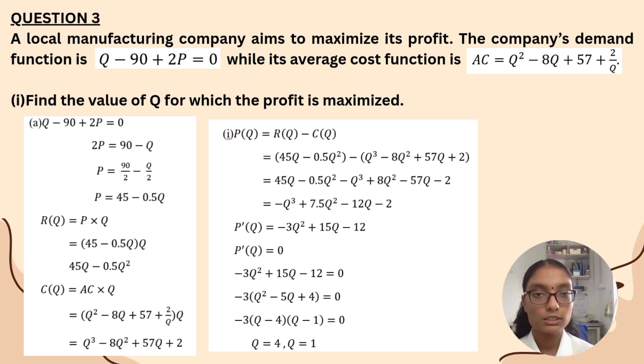Then we find total cost by multiplying the average cost function by Q. This results in C(Q) equal to Q cube minus 8Q square plus 57Q plus 2. Profit is total revenue minus total cost. After simplifying, we obtain the profit function, which is P(Q) equal to negative Q cube plus 7.5Q square minus 12Q minus 2. To maximize profit, we take the first derivative and set it equal to 0. Solving the equation gives two critical points, which are Q equal to 1 and Q equal to 4.